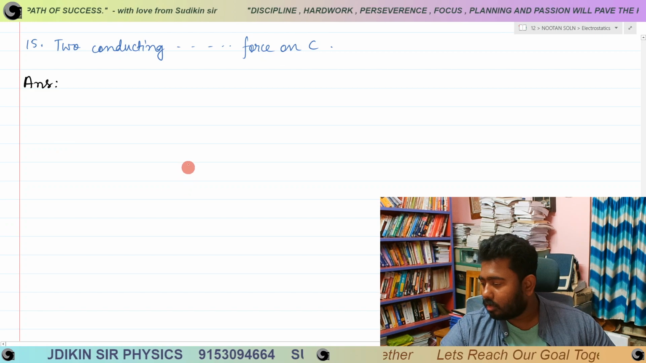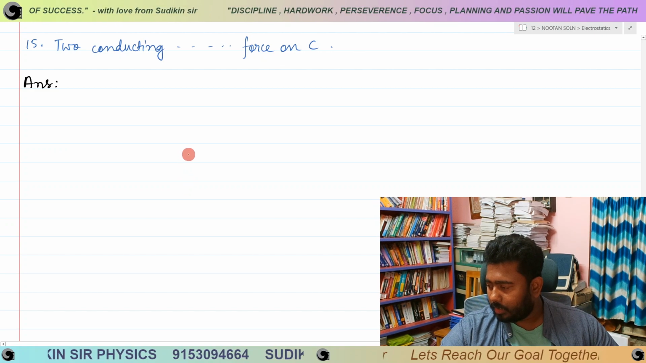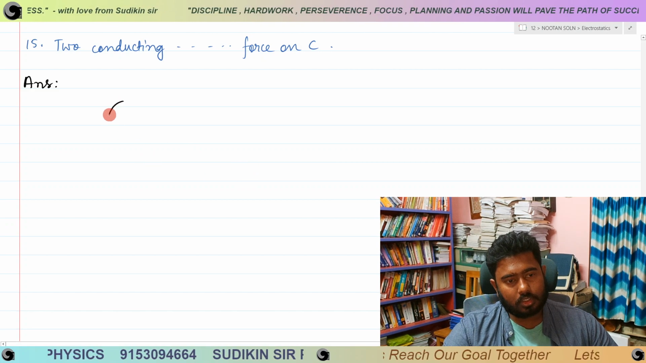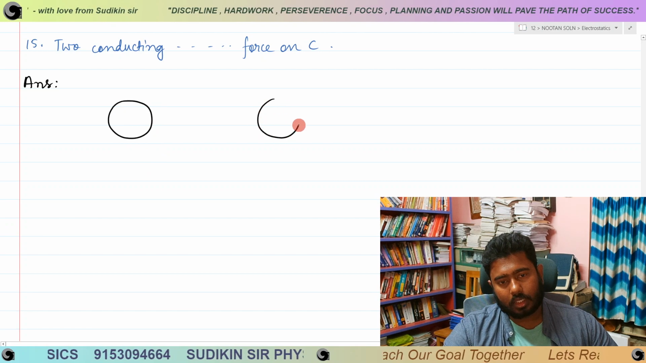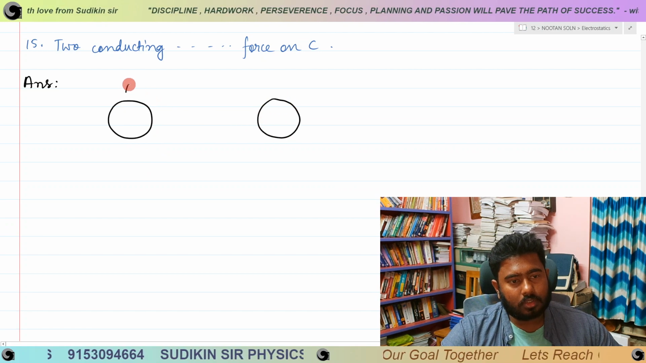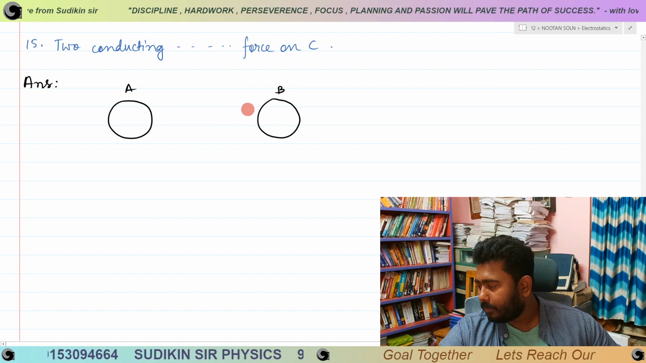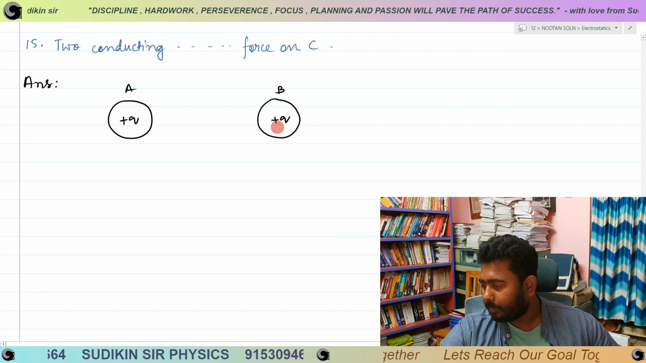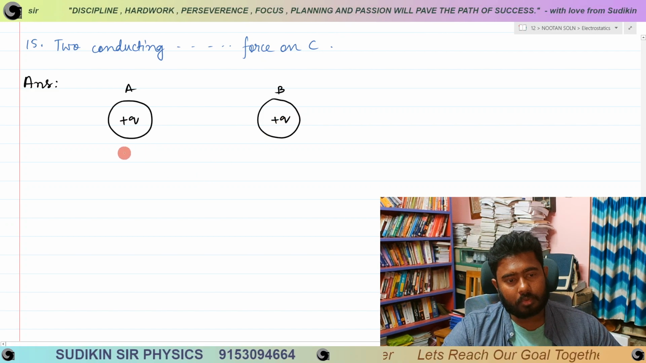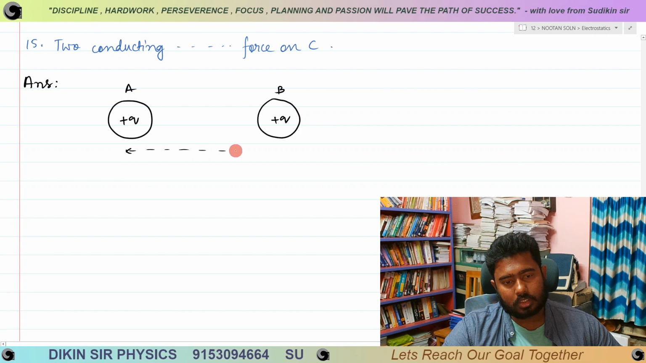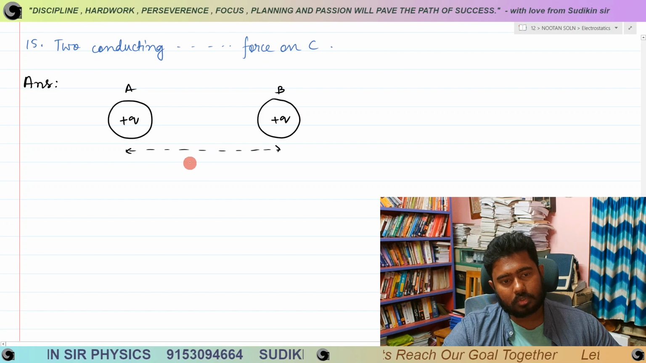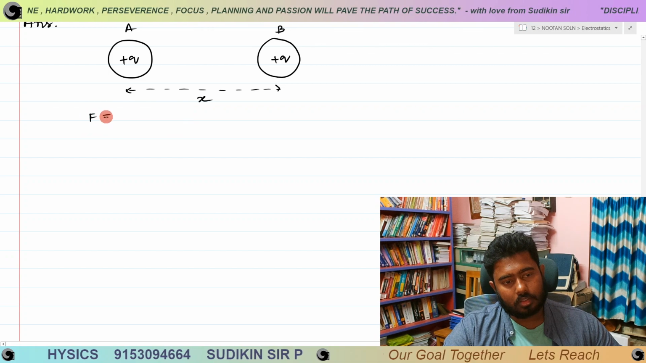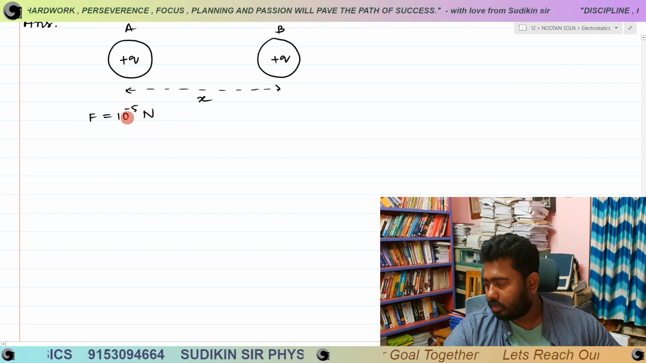Okay, next question. Two conducting spheres A and B of the same size are situated at some distance apart. So this is sphere A, this is sphere B, and each has a charge of plus q coulomb. They repel each other with a force of 10 to the power minus 5 Newton. Suppose the distance between them is x, and the force between them is 10 to the power minus 5 Newton.